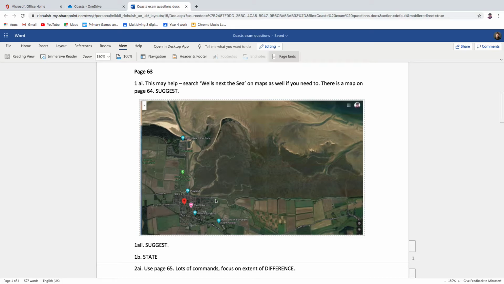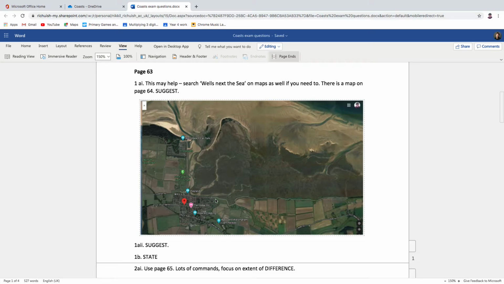But in case you find that map a bit confusing, I've included a satellite image of the same area, which might help you. And if you're still a bit stuck, then if you search on the internet for a town called Wells next to the sea, it might help you answer the question. Right, so the first question, use figure 1, which is on page 64, but in these strange circumstances, obviously use other sources as well if you need to.